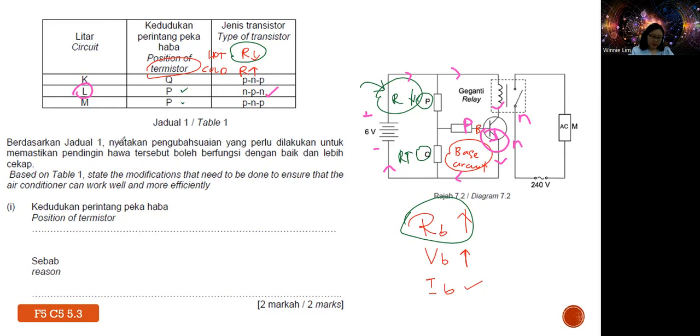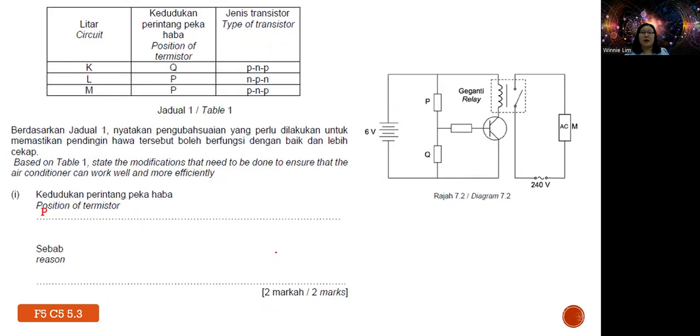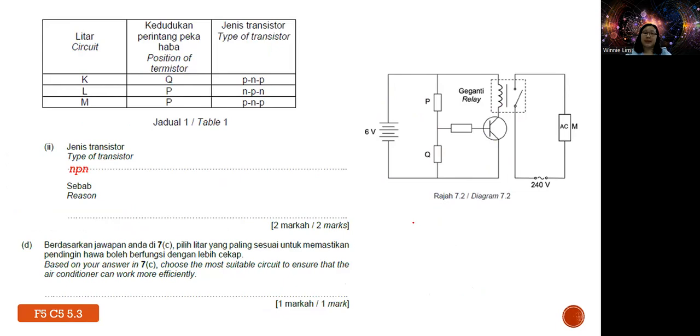For this type of question, again, it is similar to the essay part. The moment you choose correctly, you already get 3 marks out of 5 marks. And of course, you need to write the correct way. Where is the position? You say it is at P. Reason: when the temperature is high, the resistance of the thermistor decreases at P, understand? Hence, it causes the base voltage to be larger at part Q. Then type of transistor, NPN, so that the collector current can flow or the transistor can be activated. And lastly, you write the correct choice, which is L.